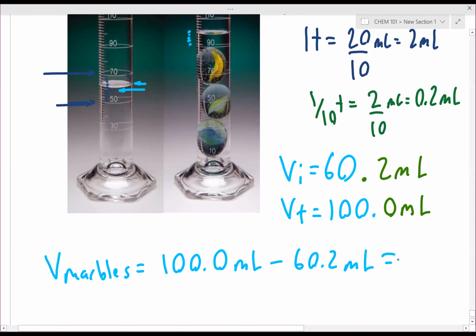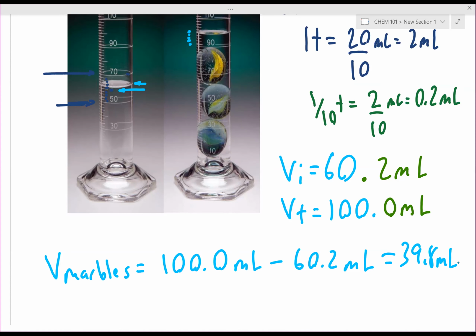Okay. So we're going to have 100.0 minus 60.2. And that gives us 39.8. So let's write that down. 39.8. Perfect. So we have our volume of the marbles.